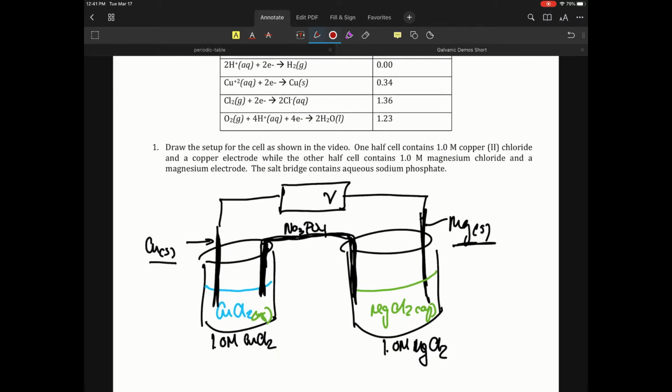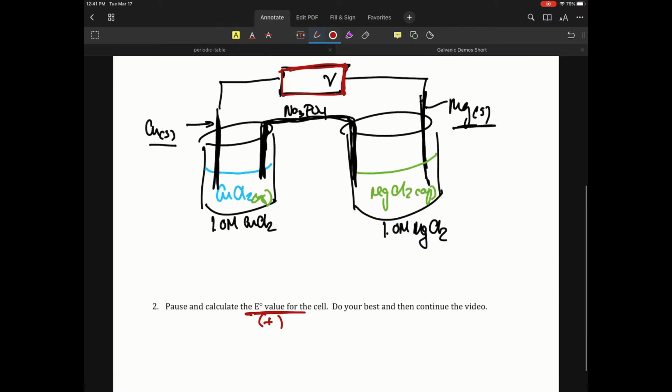Even if I hadn't told you that, there was that voltmeter that told you there was a positive voltage reading, which is your other clue that it's a galvanic cell versus an electrolytic cell, which would mean that it requires the input of power to do what it does. So that means overall we are looking for a positive E0 value for my cell.